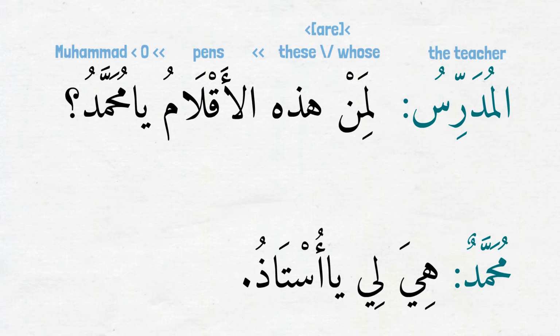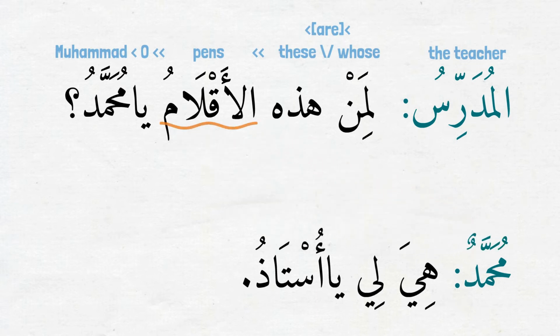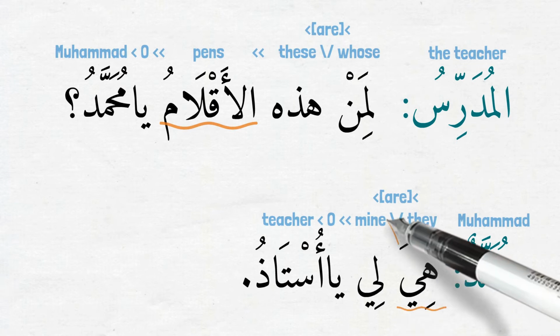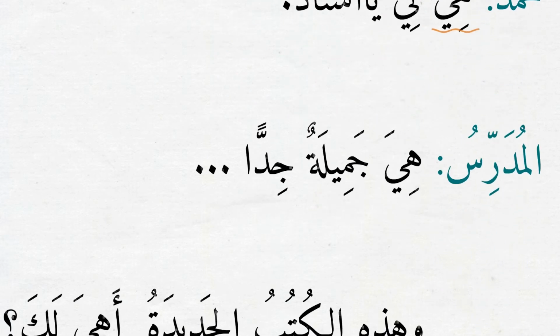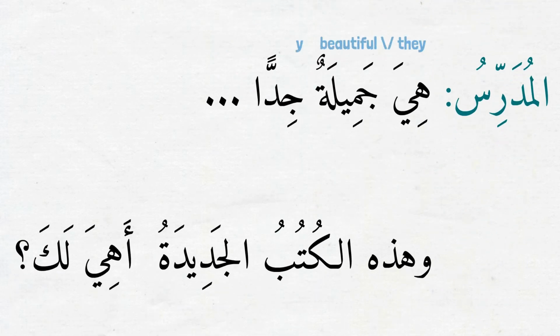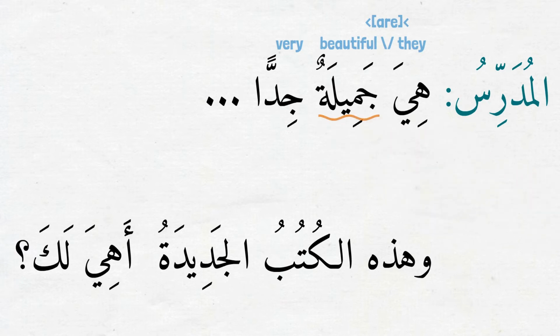Which ism is جمع غير العاقل in this question? الأقلام, right? Muhammad responds, هي لي يا أستاذ. They are mine, O teacher. So here, ضمير هي is coming in place of الأقلام. المدرس: هي جميلة جدا. They are very beautiful. Notice here, جميلة مؤنث مفرد is being used to describe الأقلام.